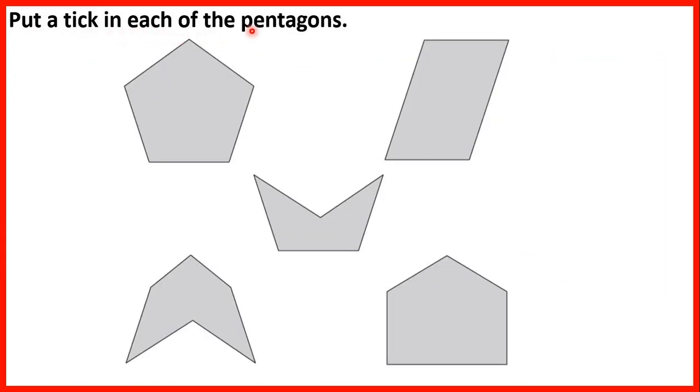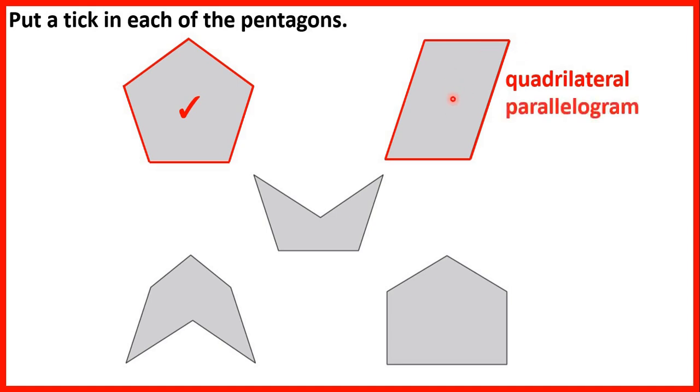Put a tick in each of the pentagons. So a pentagon is a shape with 5 sides, so we need to count the number of sides. Here we have 1, 2, 3, 4, 5, so because this shape has 5 sides, that's a pentagon. But here we only have 4 sides, and a 4-sided shape is not a pentagon, it's a quadrilateral. A quadrilateral is what we call any shape with 4 sides, and this quadrilateral here is a parallelogram.